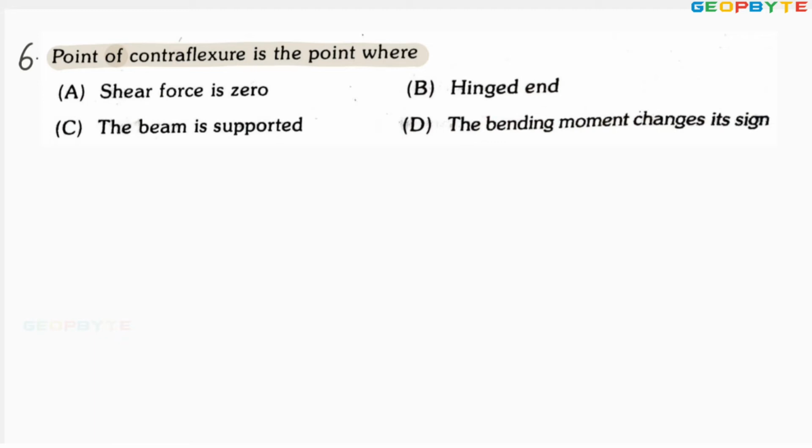So anyhow, the point of contraflexure is the point where the bending moment changes its sign, either from positive to negative or negative to positive. Therefore, option D is absolutely correct. Let us go for the next problem.